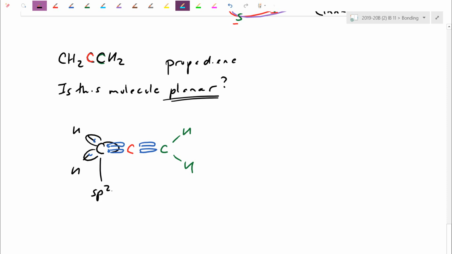The hybridization is sp2 because I know the shape is trigonal planar. That part there is going to be a triangular flat shape. Same thing on the other side here. I have three electron domains. The bonding is supposed to be 120 degrees apart.